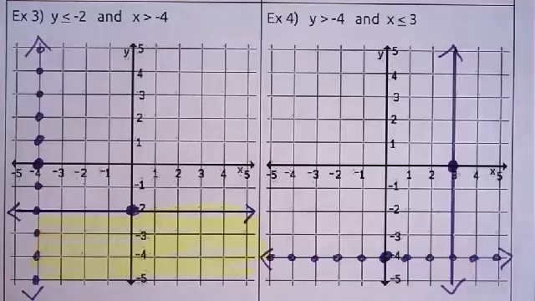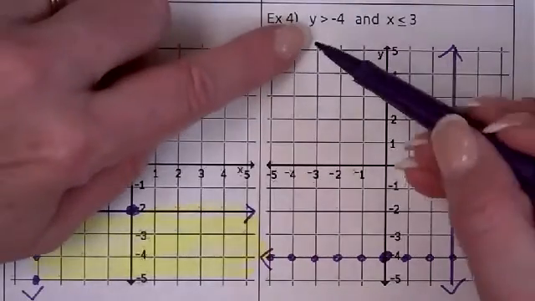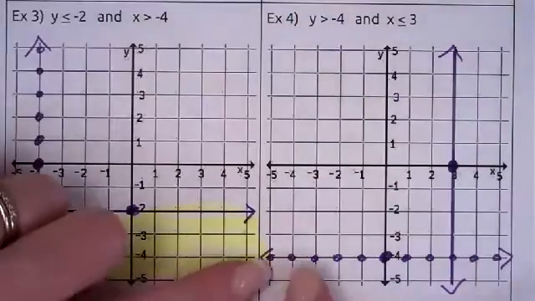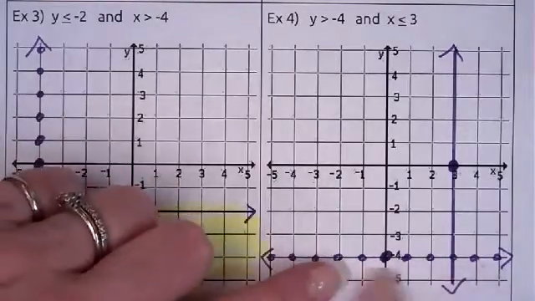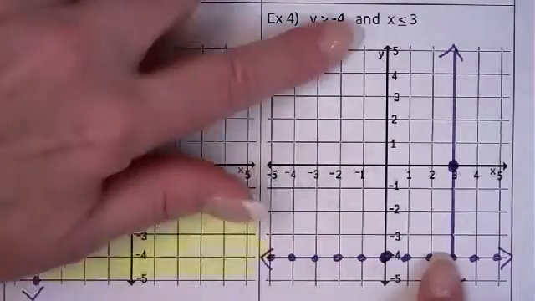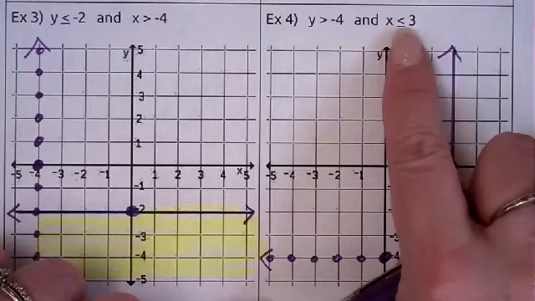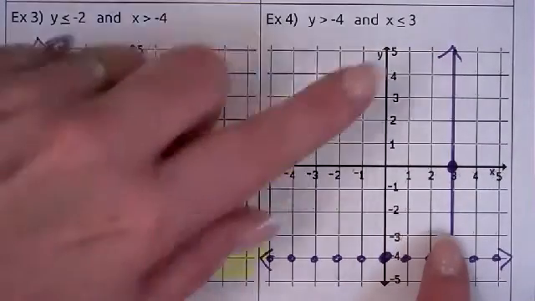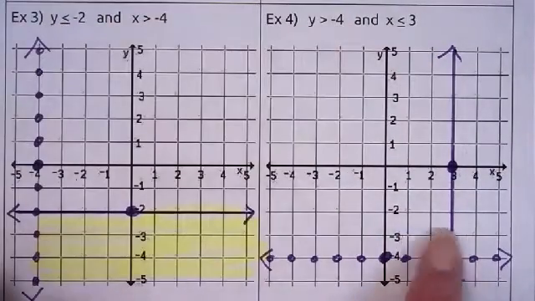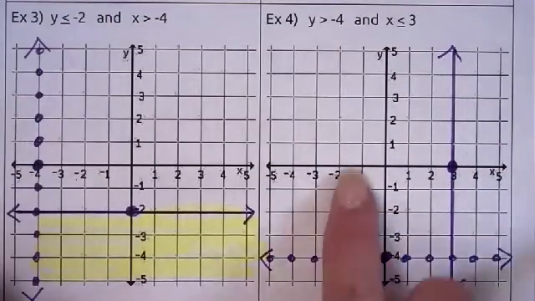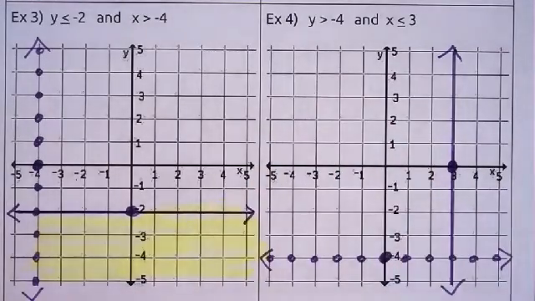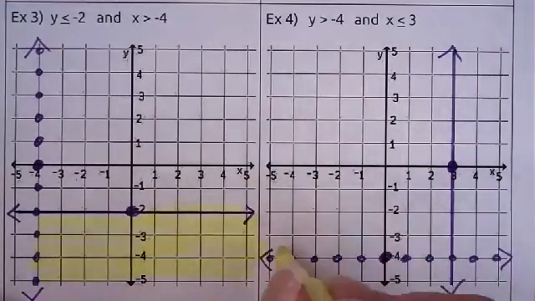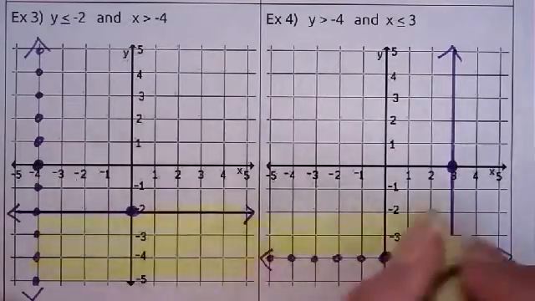Which one? All right, let's think about this. y is greater than. That means I've got to be above this y line. So it can't be down here at the bottom. Got to be above it. x is less than or equal to 3. That means I've got to be to the left of my x line. So I've got to be above the y, to the left of the x, and the region that I'm going to shade for this is right in here.